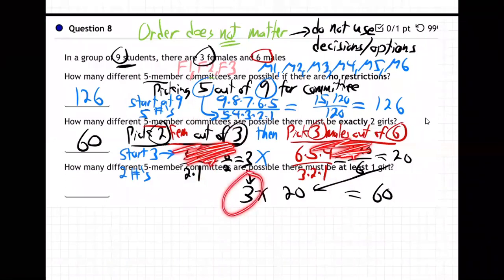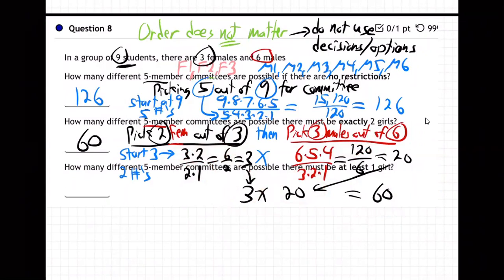And for every possible different, there's 3 different groups of your 2 females, and there's 20 different groups of your 3 males. And so those have to multiply. There's 60 different total possible ways to make this committee selection.